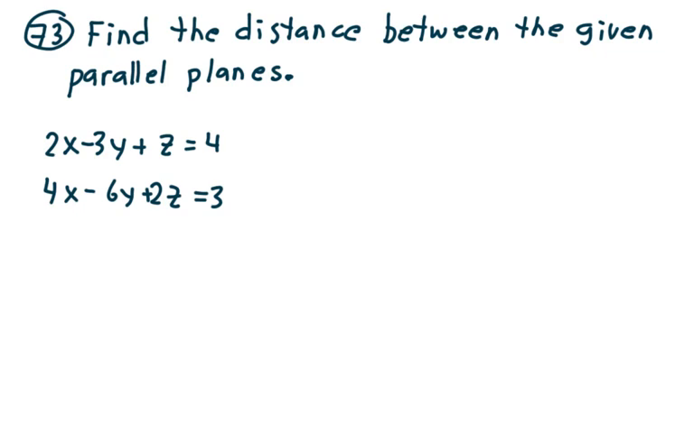This is how it works. We have two planes, and they're parallel. I'm going to pick a point on the first plane, and I want to find the distance from that point to the other plane. And we want the perpendicular distance, right? Straight down.